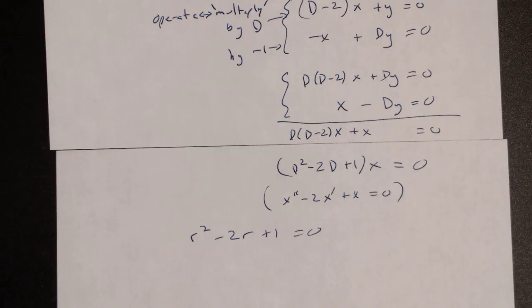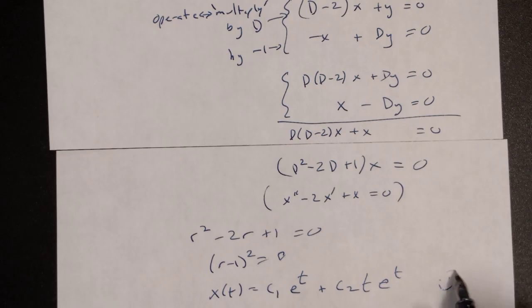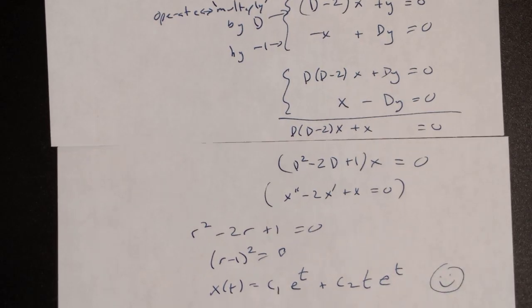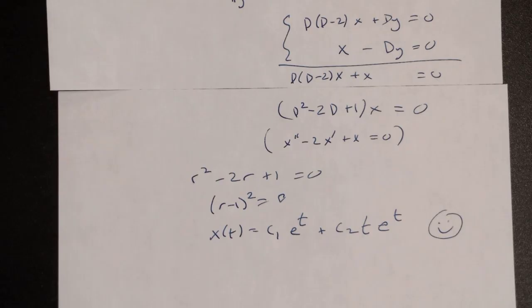Which means it's a repeated root. So I'm going to get x of t is c1 e to the t plus c2, what's the second part? I just figured out x. How do I figure out y?